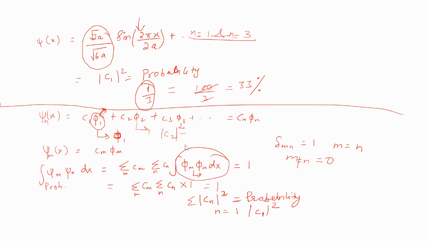How does this 33 come, and what is the logic behind it? Shall I move to the next question? Is there anyone who has a doubt?